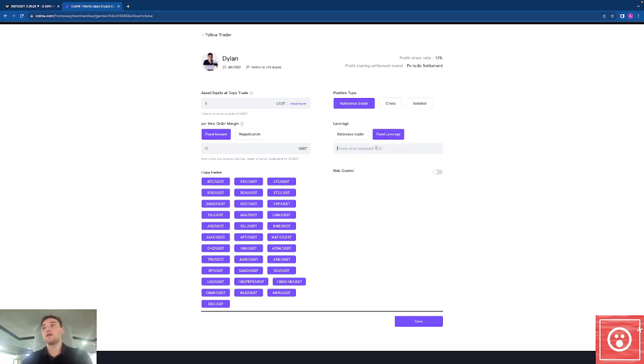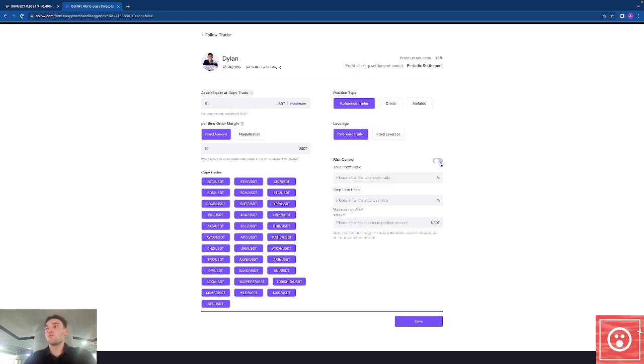Leverage, keep it a reference trader. If you want to be more conservative, you can even use fixed leverage, which means you can put that down to as low as like 10 or 5, up to you. If you want to be more of a swing play in the market, whereas my strategy is more short term, then you can put your leverage a bit lower. But what I would suggest is just doing reference trader, unless you're following someone that is doing 100x leverage or 50x leverage, because it doesn't make sense.